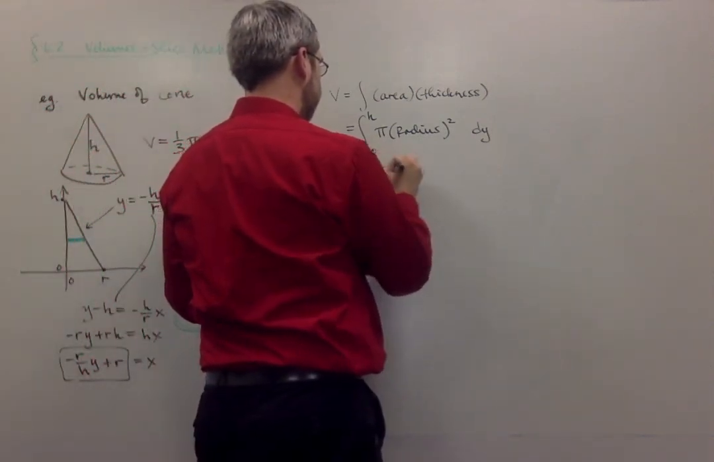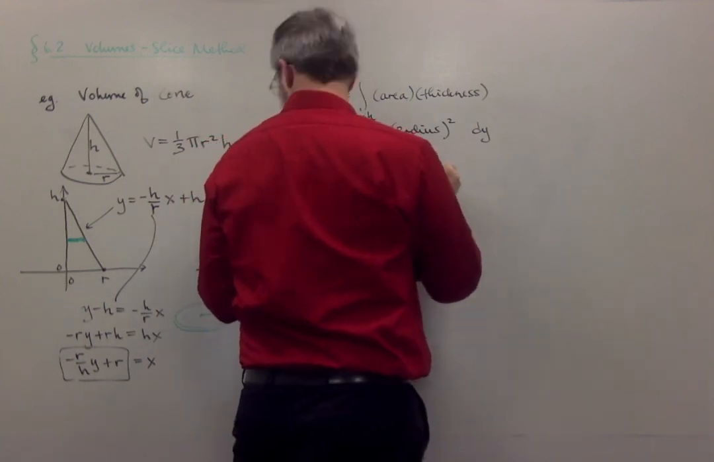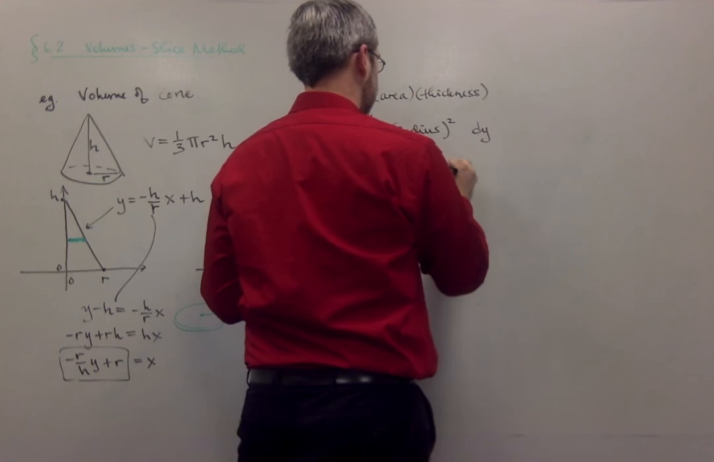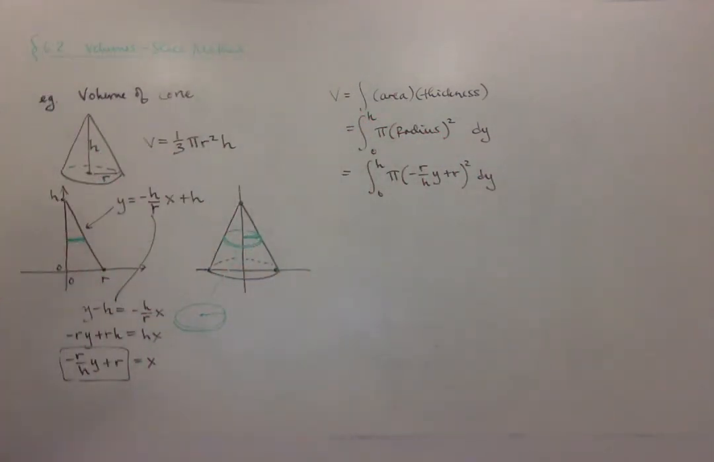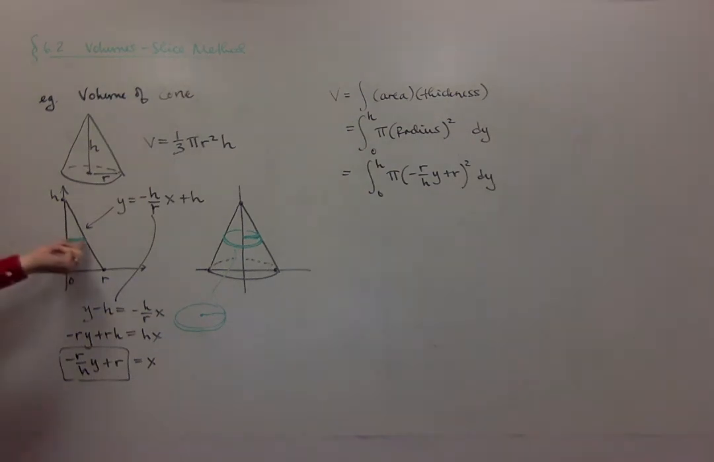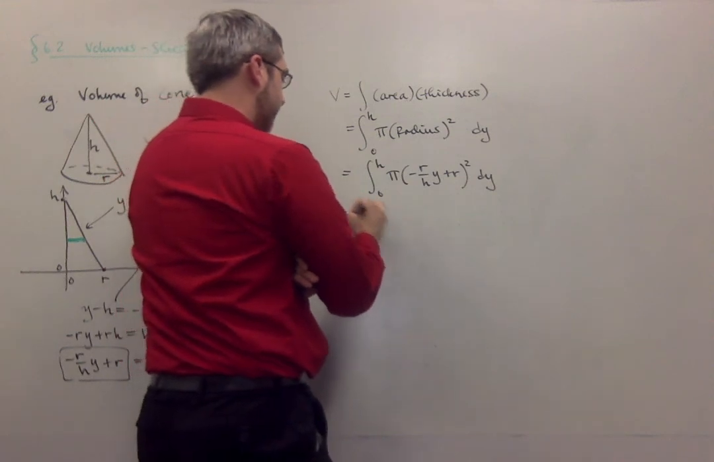Right, the integral from 0 to h of pi times (negative r over h y plus r) squared. Right? So our integral is set up. It's just the pi times the radius squared, and we had to solve for y because everything's in terms of y. So now let's pull the pi out, and let's multiply this out here.